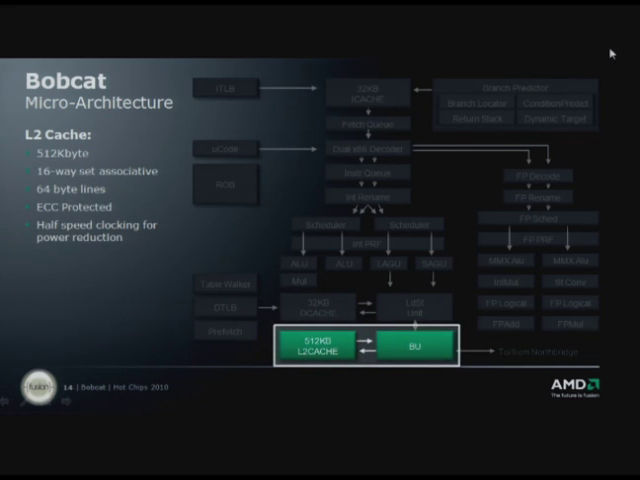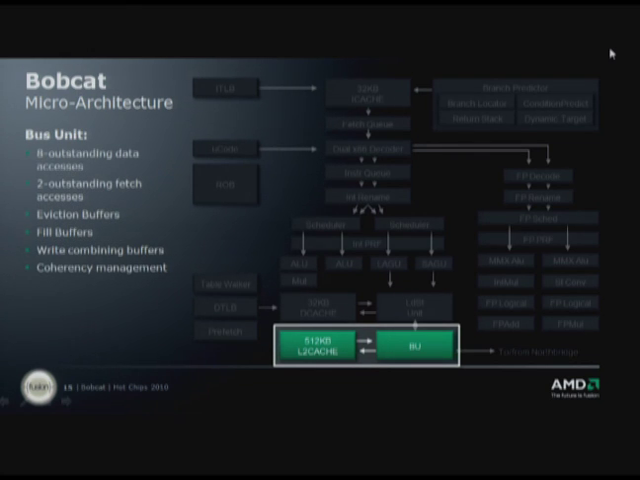L2 cache, it's 512K, 16 way set associative, 64 byte lines. It is ECC protected. The main thing here, again, going back to the power theme, which you're probably getting tired of perhaps hearing, is it's a half speed clocked L2. And again, this allows us to keep the power in that L2 structure down. We don't have to push VTs on the bit cells and what have you to get there.